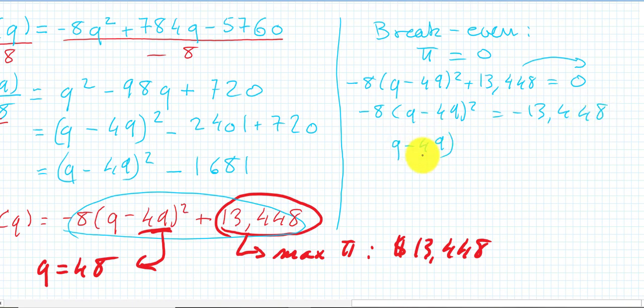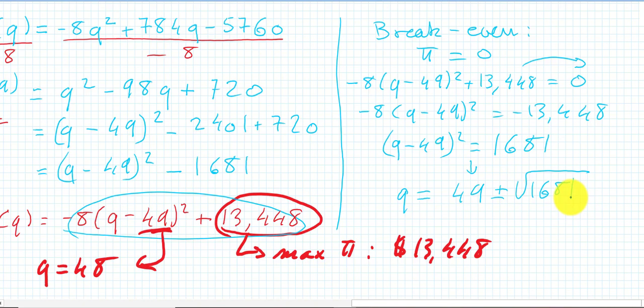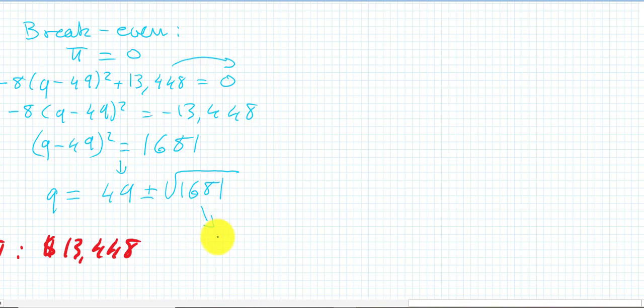Q minus 49 squared equals this. So this is 1681. So I'm going to finish in one step. We've done it 10,000 times. Q equals 49 plus or minus square root of 1681. Now the square root of 1681 is a very nice number. This is equal to 41. And so we have 49 plus or minus 41. So what is 49 plus or minus 41? Well, 49 plus 41 is 90. 49 minus 41 is 8.